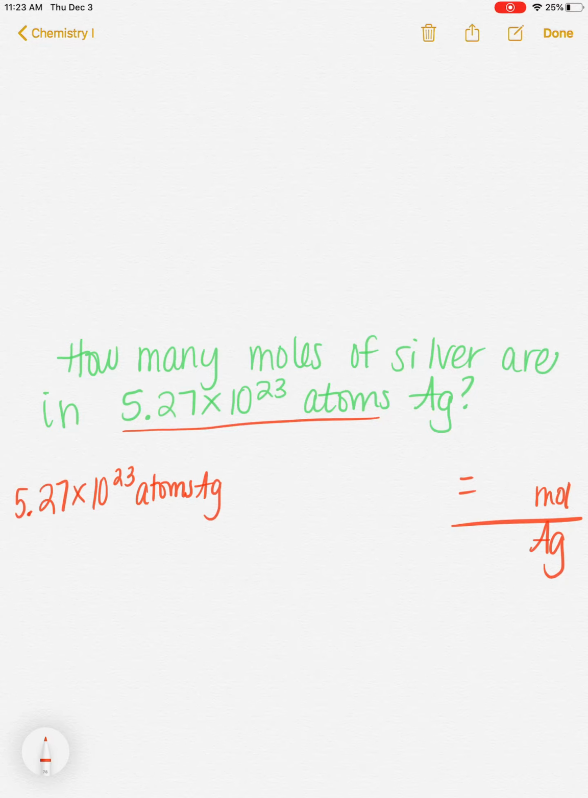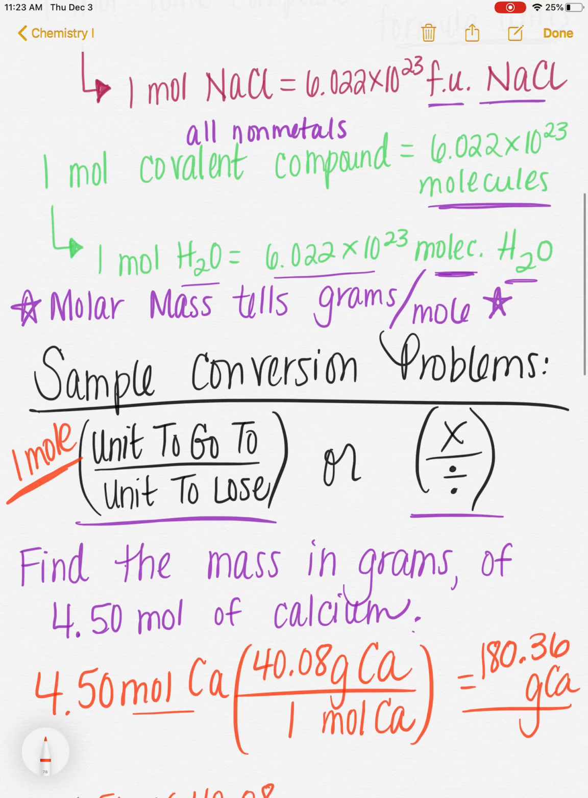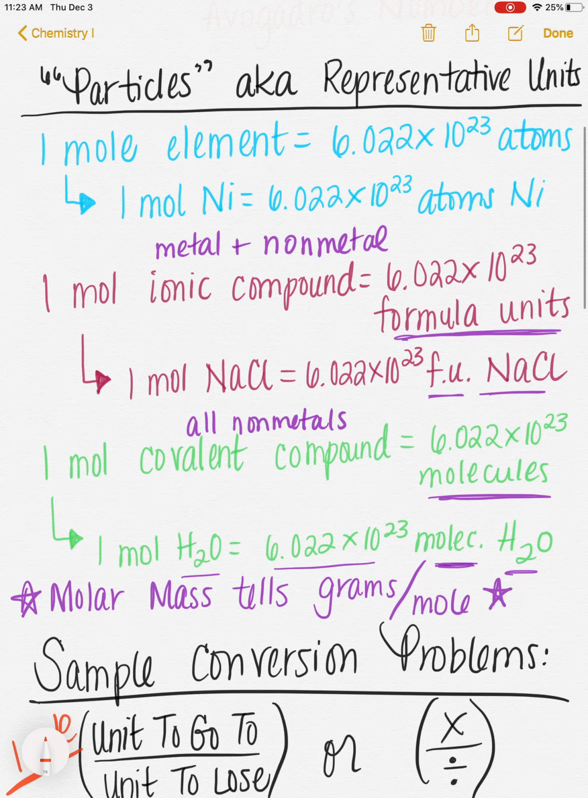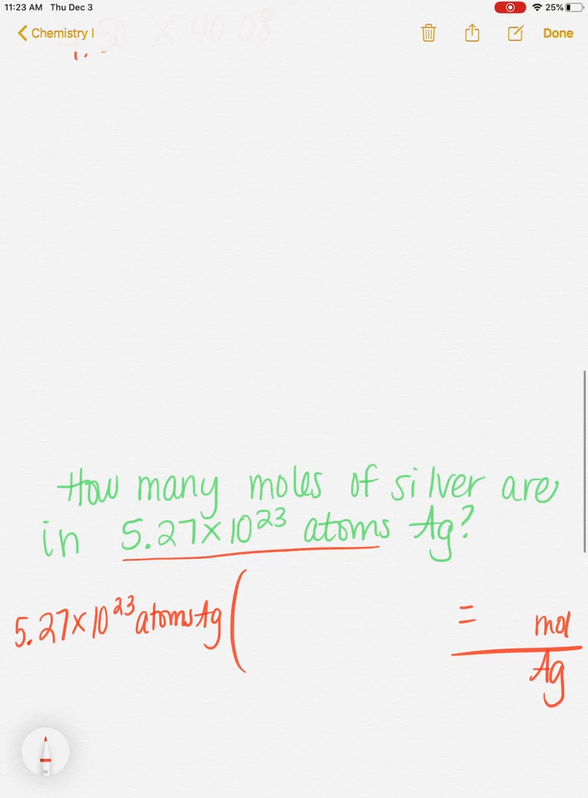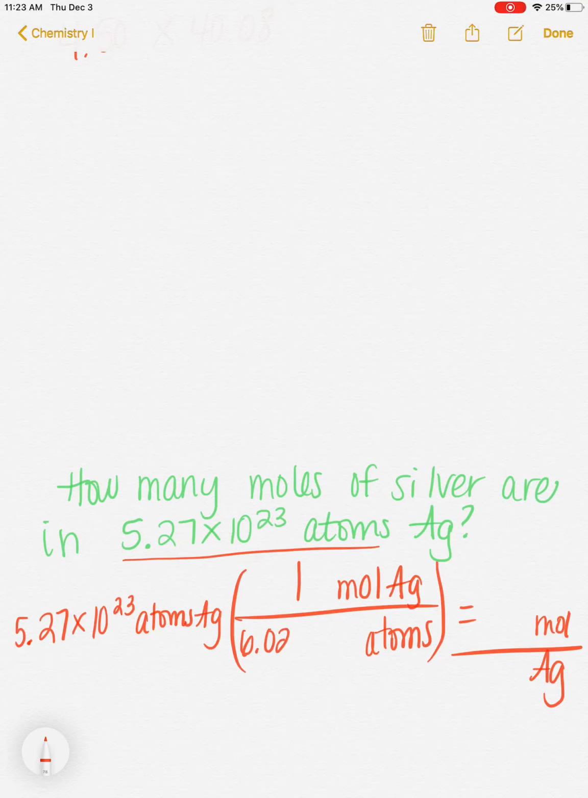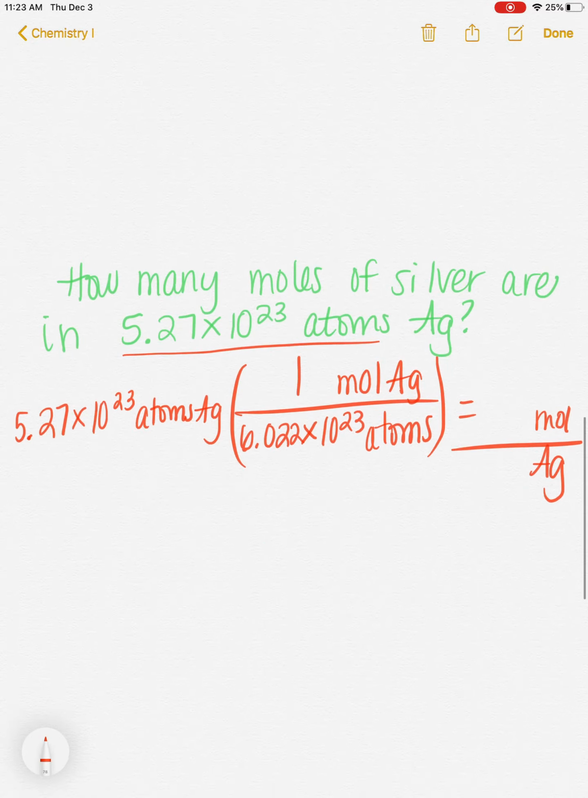So do we have a link between moles and atoms, just like we had a link between grams and moles? Well, if we go back to our notes today, we do have the link that 1 mole equals 6.022 times 10 to the 23rd atoms. So I can do that in one step. I'm going to put atoms in the bottom of my factor because I want to lose that unit, and I'm going to put moles in the top.